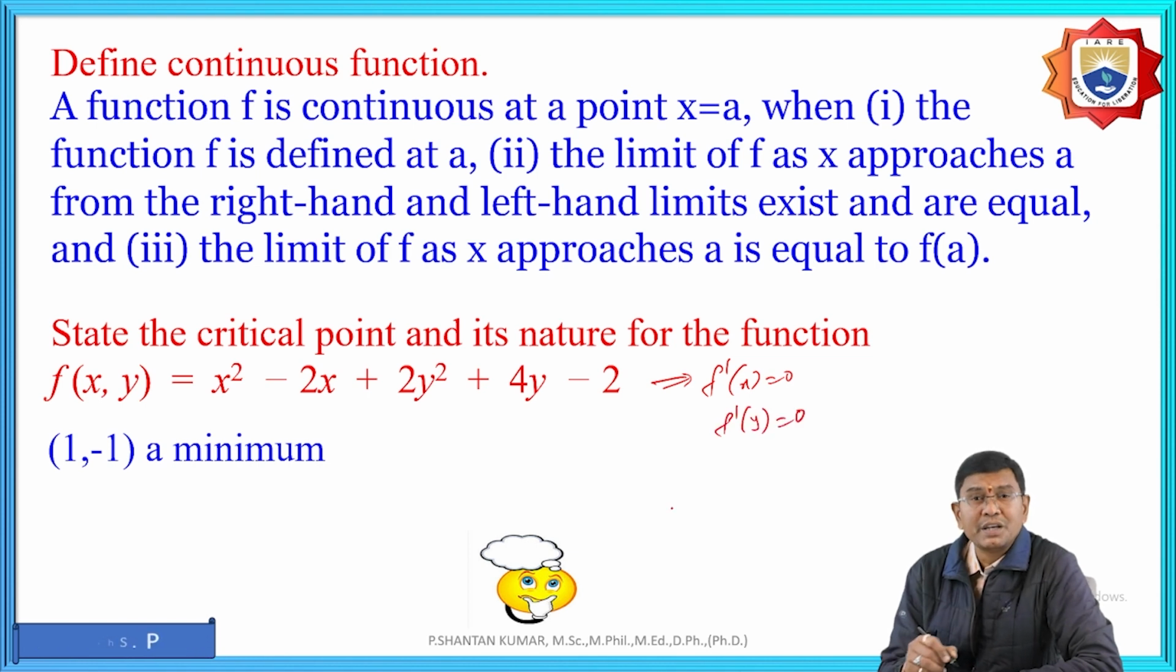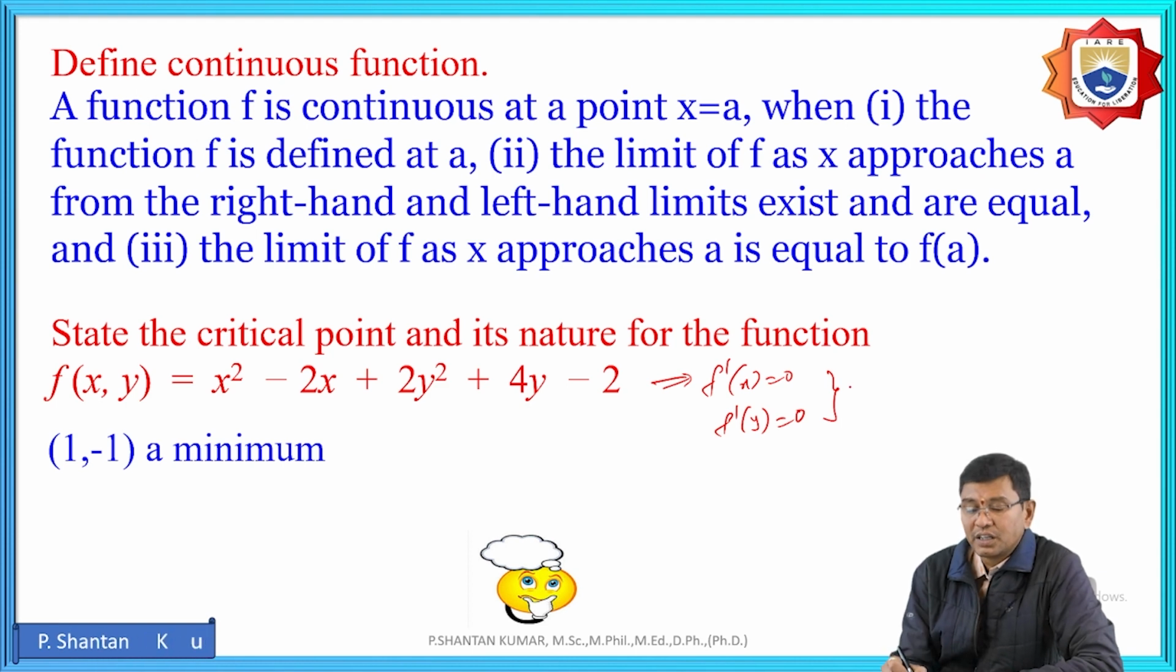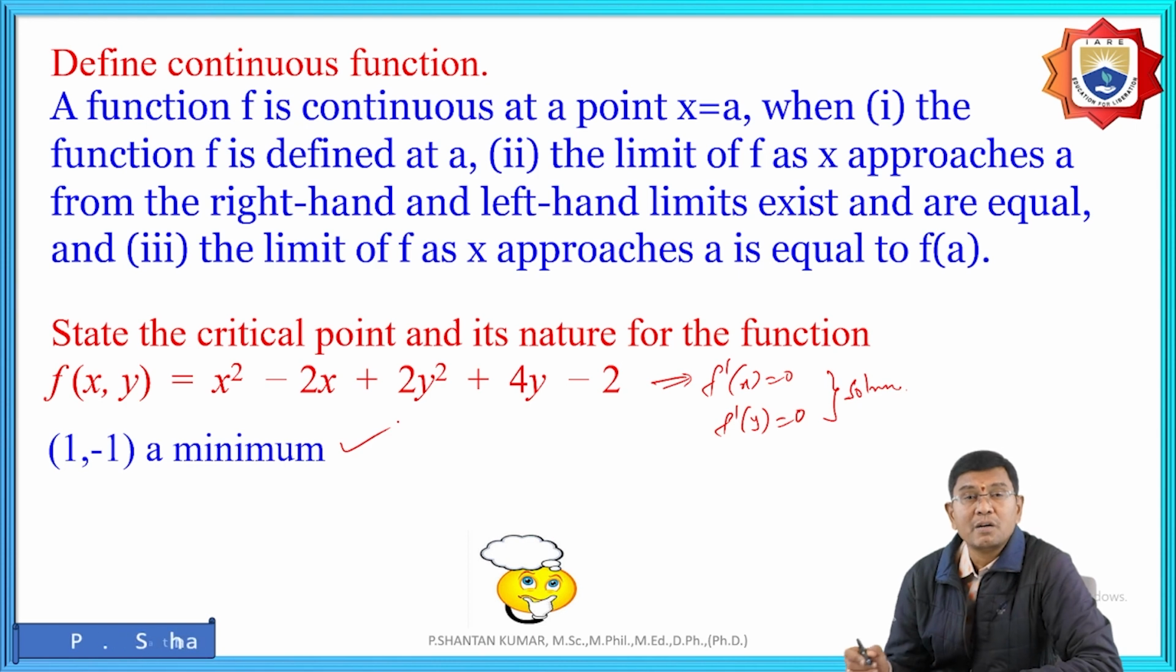Based upon solving the two equations, by solving the two equations here, you obtain the values 1 comma minus 1. This is the meaning of the critical point, the conditions. Indirectly, it is a stationary point.